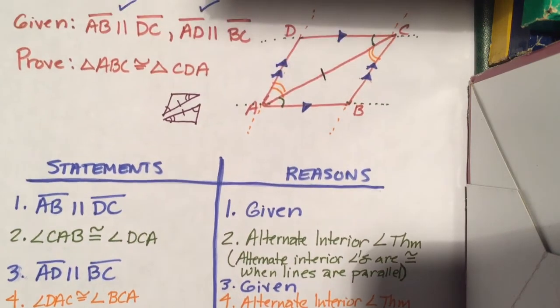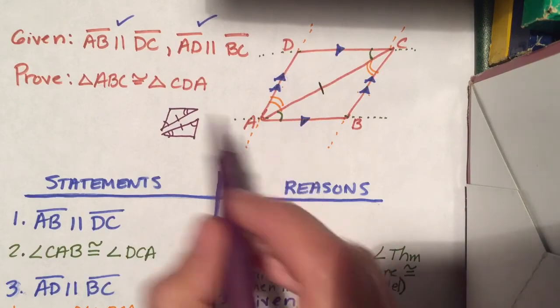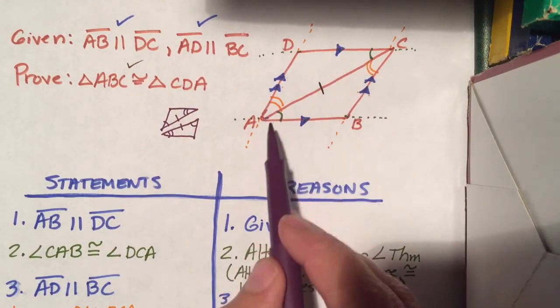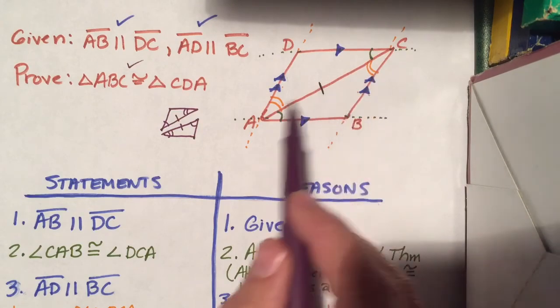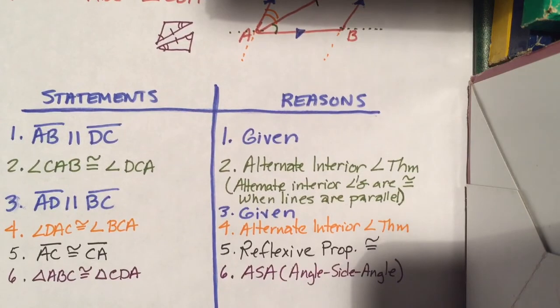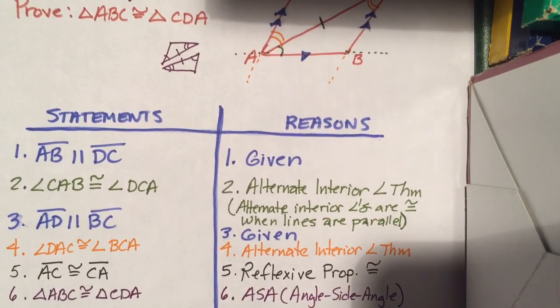Once again, all I had to do was show the angle, the parallel lines gave me the alternate interiors, and then the reflexive property gave me the center side. So that was enough to give me my proof right there, which shows you how those two triangles are in fact congruent by angle, side, angle.